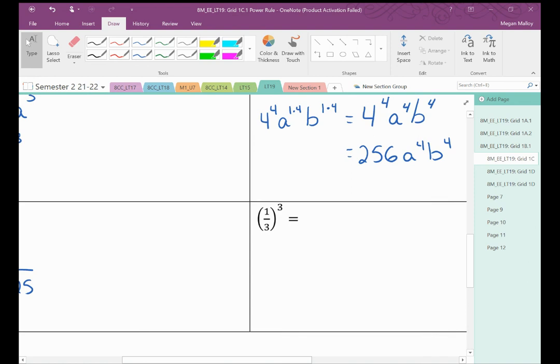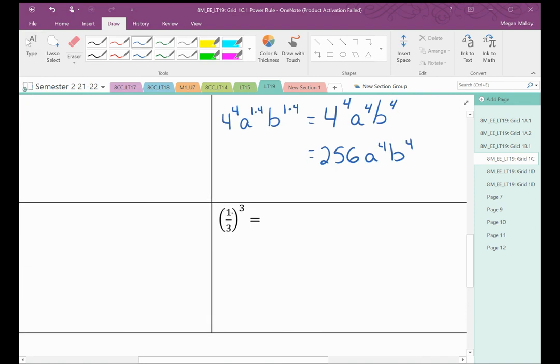So looking at our last one here, we have another fraction. Again, I'm going to raise each value in that base to the third power. So I would have 1 to the third power over 3 to the third power. 1 to any power is going to be 1, 1 times 1 times 1. And then 3 to the third power is 27.